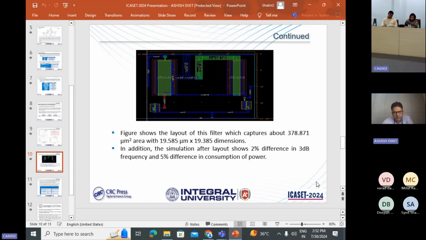This is our layout, what we have used for this proposed circuit. Here we use area about 378.871 micrometer square with width 19.585 micrometer and 19.385 micrometer. In addition, the simulation after layout shows 2% difference in 3 dB frequency and 5% difference in consumption of power.